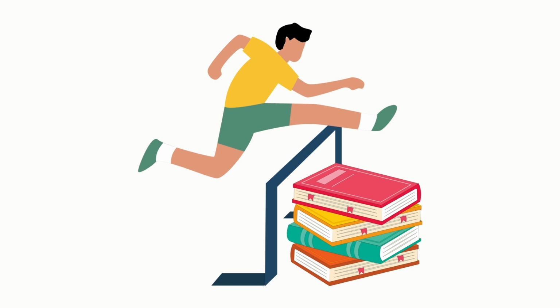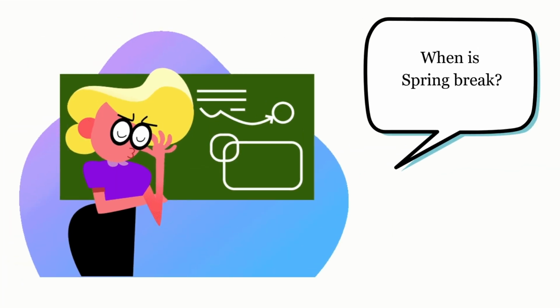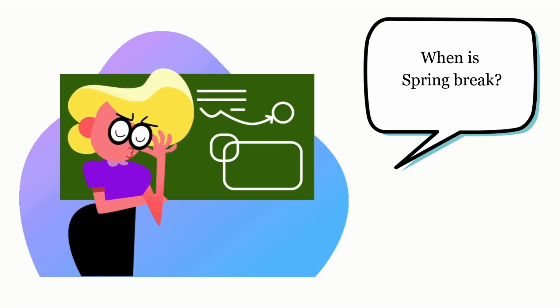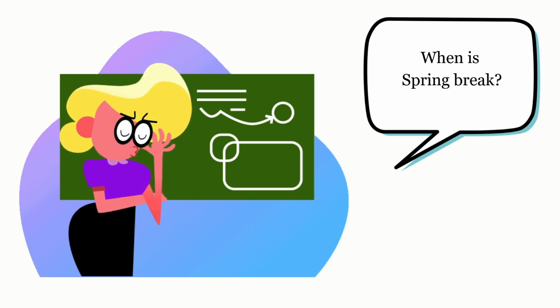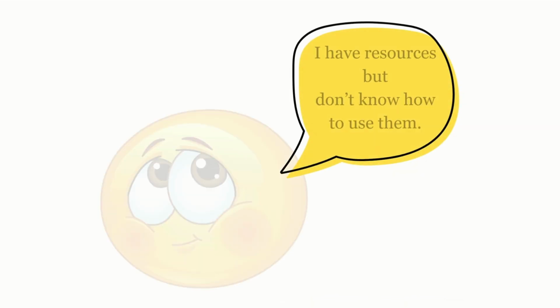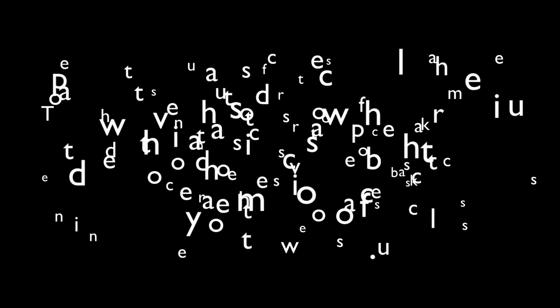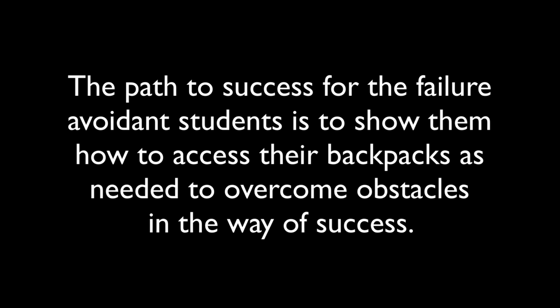There is a tendency for teachers and support staff to focus on students who elicit sympathetic responses of fight or flight. These students are more disruptive and call attention to themselves. Unlike the quieter students, they have regulating resources in their backpacks, but don't know how to readily access them when needed. The path to success for the failure-avoidant students is to show them how to access their backpacks as needed to overcome obstacles in the way of success.